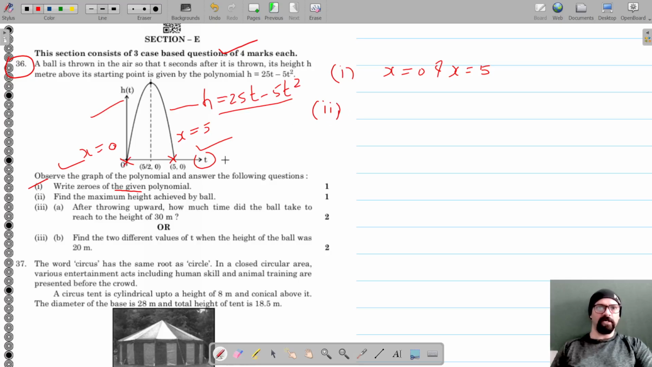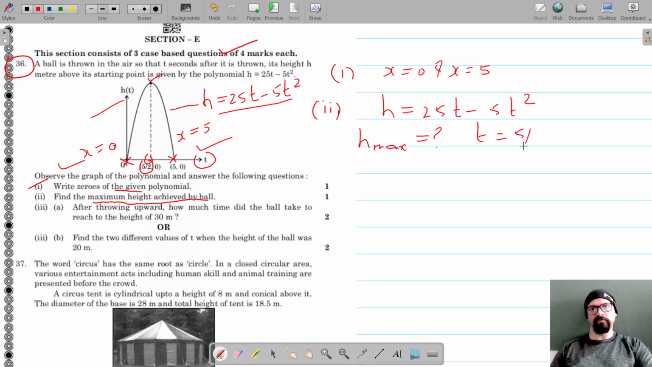For the second part, we have to find the maximum height achieved by the ball. The maximum height is reached when the time is 5 by 2 seconds. So let's find the height. Height is given by this equation, and this height is maximum when time is equal to 5 by 2. So maximum height is equal to, we are going to replace the value of t by 5 by 2. So 25 into 5 by 2 minus 5 into t square, which would be 25 by 4.